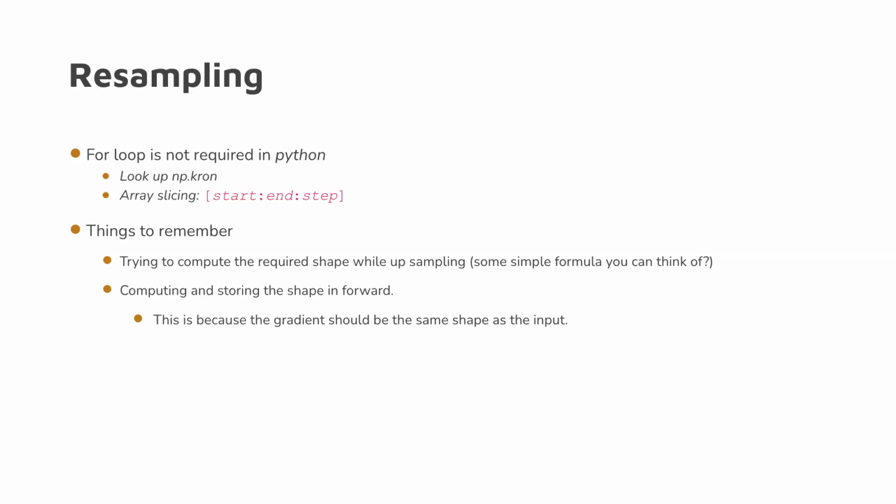Another thing that you need to take into consideration is the shape when you are performing both upsampling as well as downsampling. By looking at the output shape, you can figure out how you're going to make use of np.kron or array slicing. Another thing to take into consideration is that you need to save the shape in the forward method. This will be helpful when you are writing your backward method as well, in the case of both upsampling and downsampling.